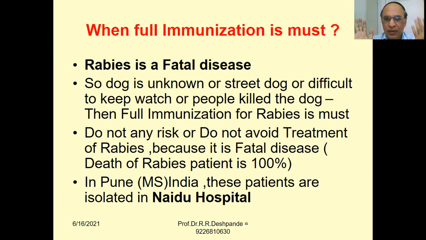Always remember, rabies is a fatal disease. The patient cannot survive. So if the dog is unknown, or a street dog, or difficult to keep watch on, or people killed the dog, then full immunization for rabies is mandatory, compulsory, a must. Do not take any risk or avoid treatment for rabies, because rabies is a fatal disease. Death of a rabies patient is 100%. In Pune, Maharashtra state, India, patients who get a dog bite and have rabies are kept in the Naidu hospital near Pune station.